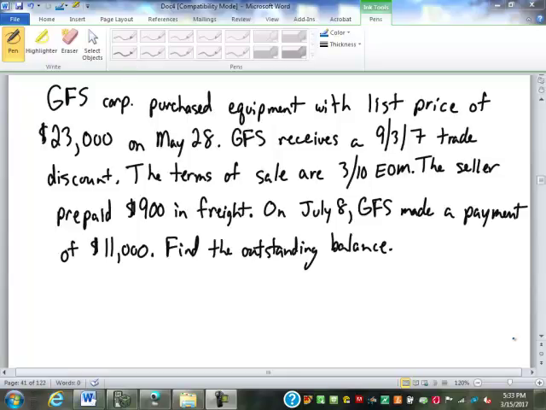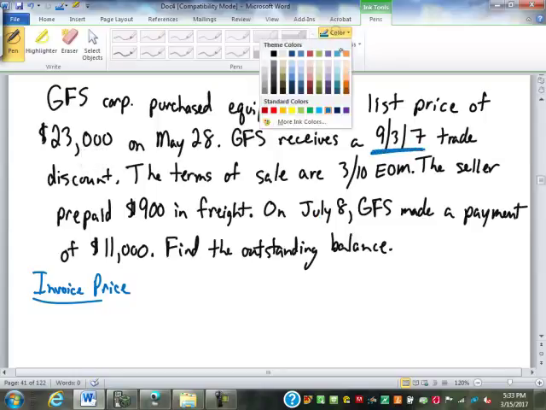I know some of you may not have had time to finish quite yet, but let's take a peek. First thing you really want to do is figure out what the invoiced price is here. So to get the invoiced price, we're going to look at the list price, the $23,000, and the trade discount. So we're actually going to start with that trade discount.